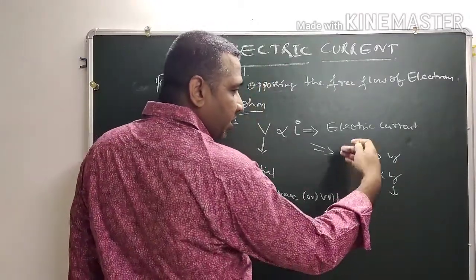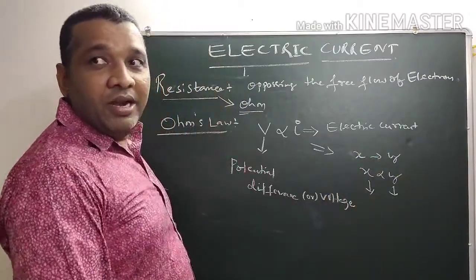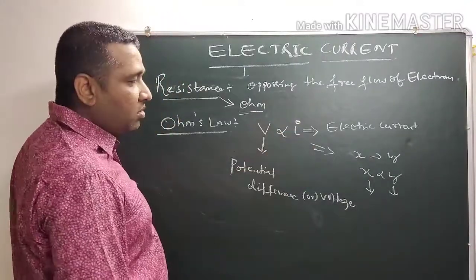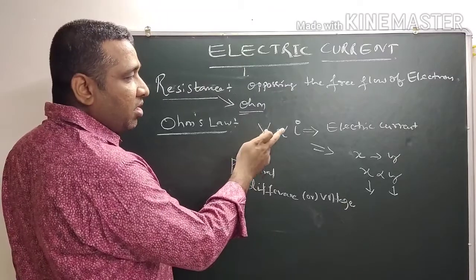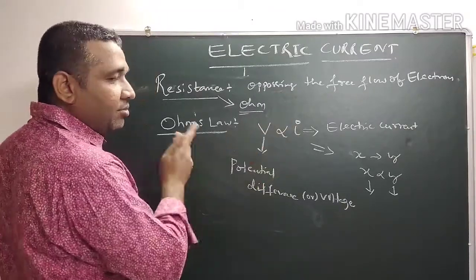So then, whether increasing or decreasing, we'll say that these two quantities are directly proportional. Here this relation explains that potential difference is always directly proportional to the electric current. So that is nothing but Ohm's law.